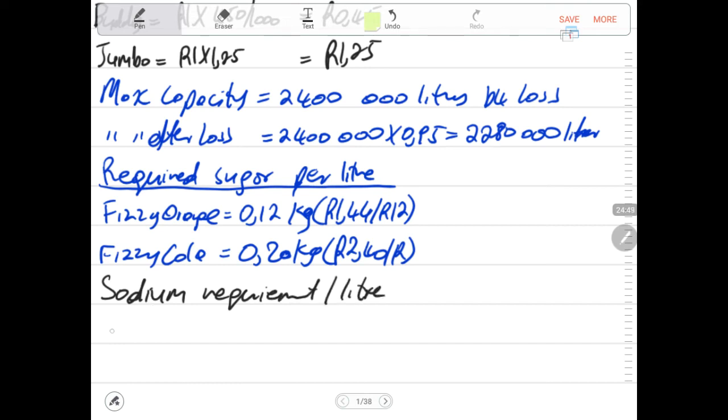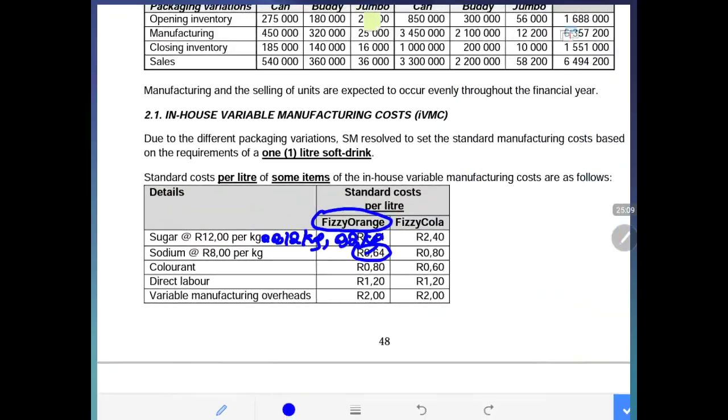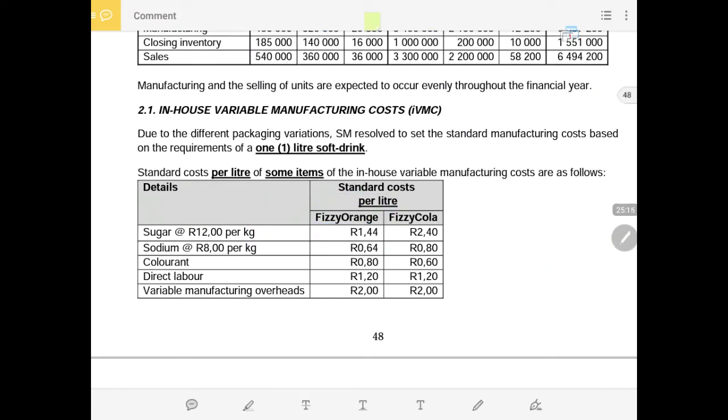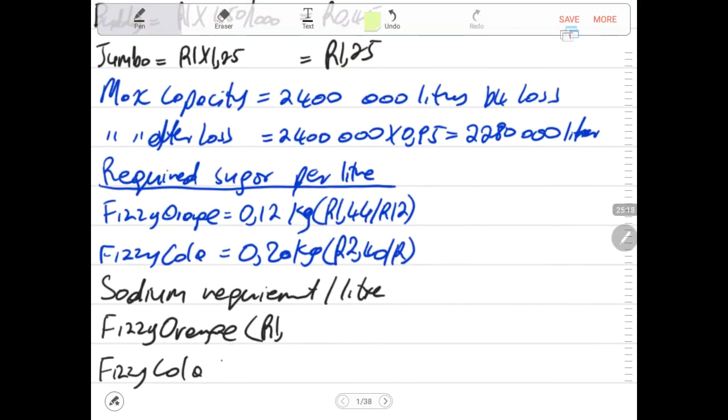How much sodium do we need per liter for each of the product types, which is fizzy orange. Then after we have fizzy cola, how much sodium do we need? That will be 1 rand, that is not 144, it's a different cost. We have 0.64 and 0.80, divide by 8 all of them. 0.64 divided by 8 rand, and we have here 0.80 divided by 8 rand.